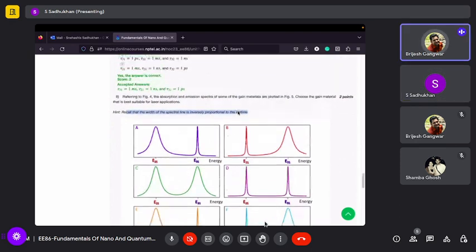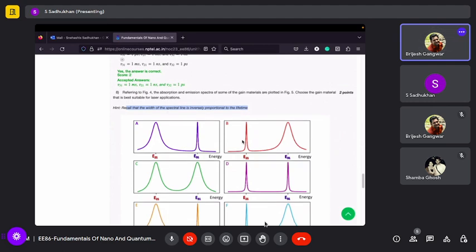They ask, referring to figure 4, the absorption and emission spectra of some gain materials are plotted in figure 5. Choose the gain material that is best suitable for laser application. So for laser, you choose A. What is your logic?